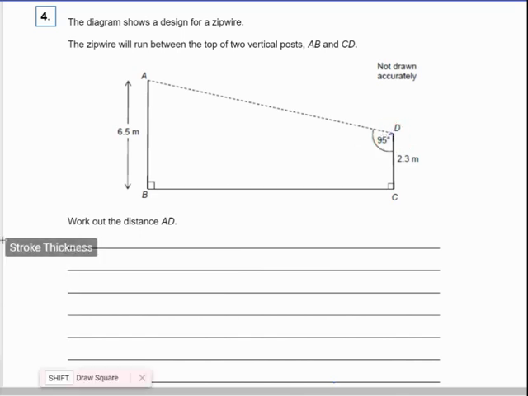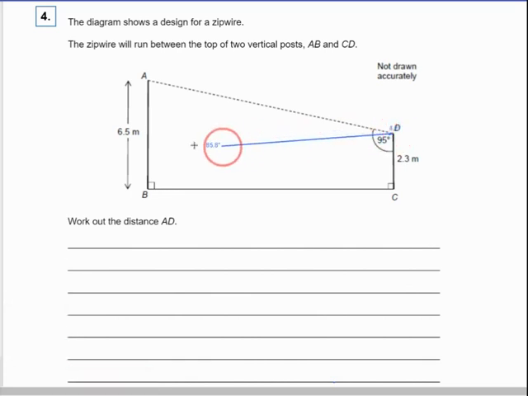In fact, can I use straight lines? Yeah, I can. I'm going to make a straight line. So I've got a straight line there, making a rectangle. If this distance is 2.3 and AB is 6.5, that means this remaining distance is going to be 6.5 minus 2.3, which equals 4.2.